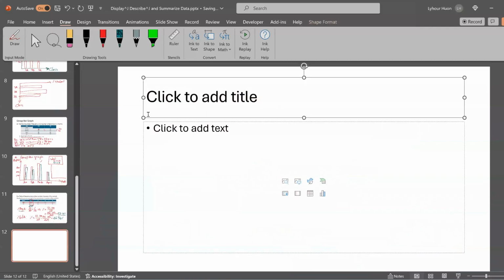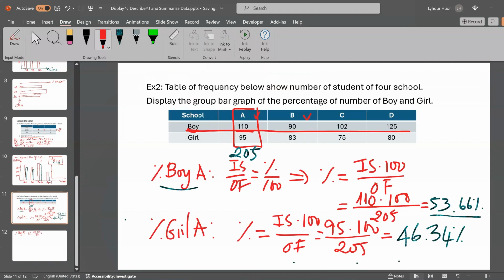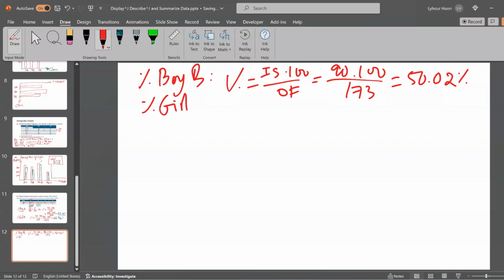Now we have done school A. Let's check school B, school C. Percentage of boys for school B equals 90 times 100 divided by the total. The total is 173. So it equals 50.02%.